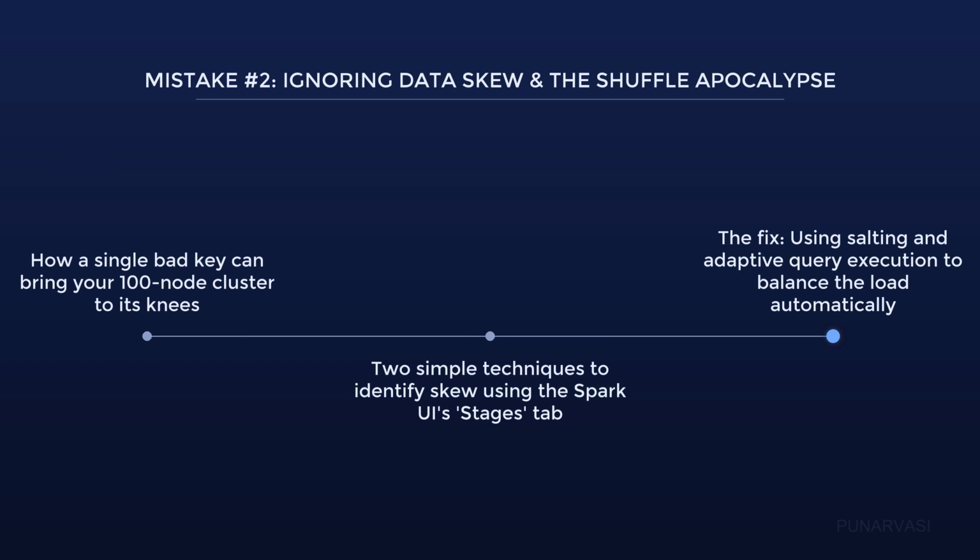Now, I'll show you how to defuse that bomb. You will strategically salt your skewed keys, forcing an even distribution. Then, you'll enable adaptive query execution. It watches for this imbalance at runtime and dynamically repartitions the data. Your shuffle will spread evenly across all cores, eliminating that waiting game. Cost and time plummet instantly.